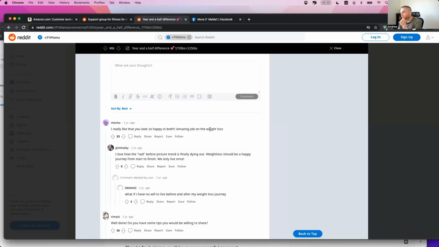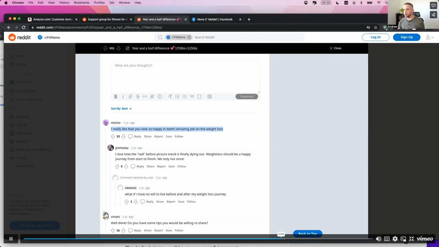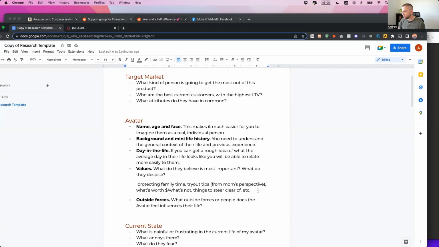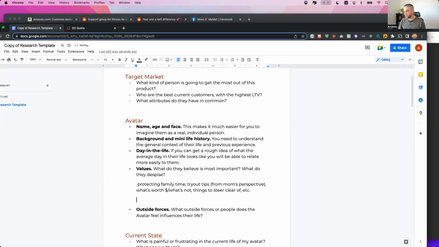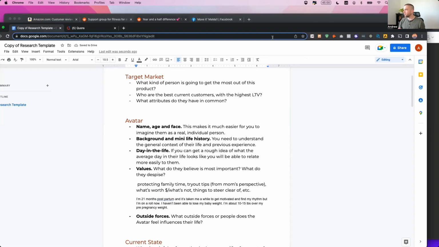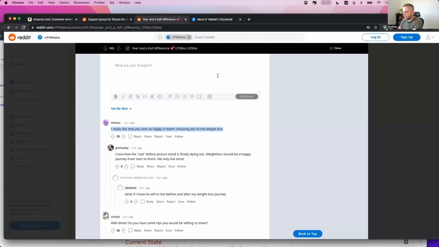"I really like that you look so happy in both." That's a value, right? Again, now look, we found a common thread. People are talking about this whole confidence and value thing, like happiness, in both. So it's like they want to lose weight, but they don't want to feel like a terrible person in the middle, while they're doing that. So I think we're stumbling upon maybe one of our first key values here.